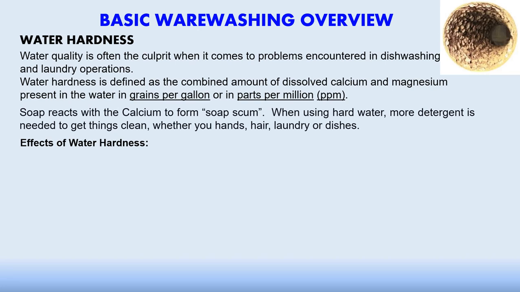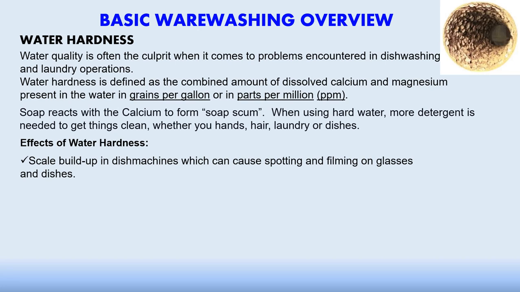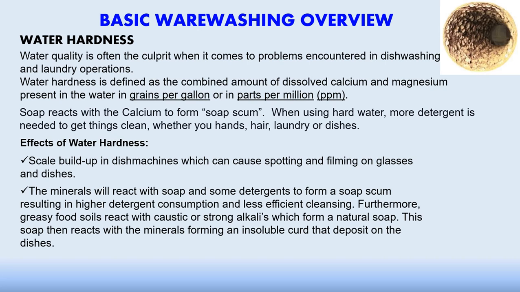Some of the effects of water hardness: scale buildup in the dish machines, which can cause spotting and filming on glasses and dishes. The minerals will react with soap and some detergents to form a soap scum, resulting in higher detergent consumption and less effective cleansing.